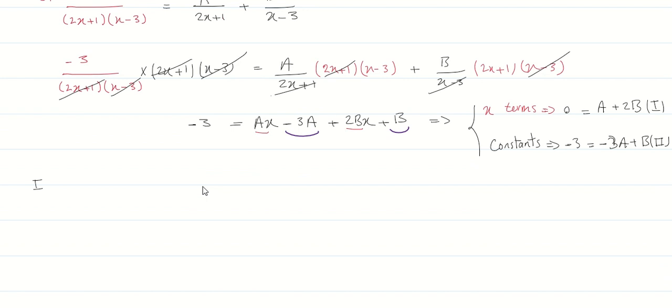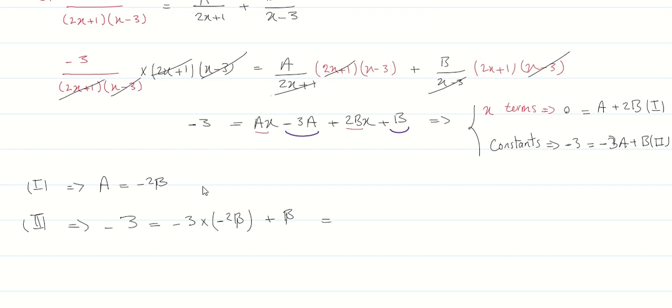Based off the equation number 1, we can say that our a value would be equal to minus 2b. So basically, I just moved 2b to the left-hand side, so its sign would be changed to a negative sign. And in equation number 2, we had minus 3 is equal to minus 3 times a. Now, instead of a, I'm just going to use the value of a that we got from equation number 1. So it was minus 2b plus b itself, based off the equation number 2.